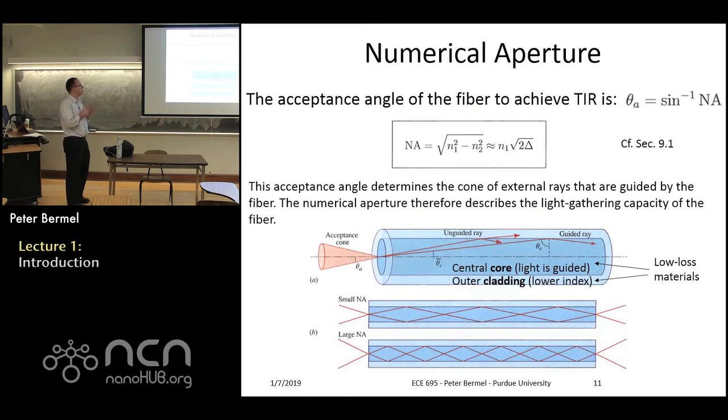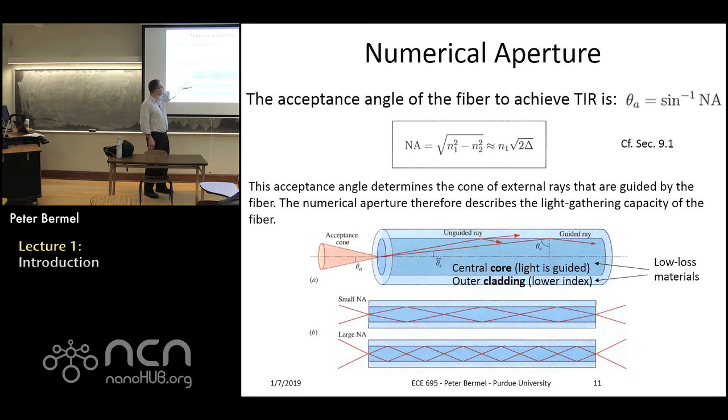Okay, so another really key aspect of fibers is what's called numerical aperture. Many of you have probably already heard of this concept, but the way I think about numerical aperture is, what range of angles can I couple into the fiber? This acceptance cone is the key thing, because the bigger the acceptance cone is, the easier it is to couple into the fiber.